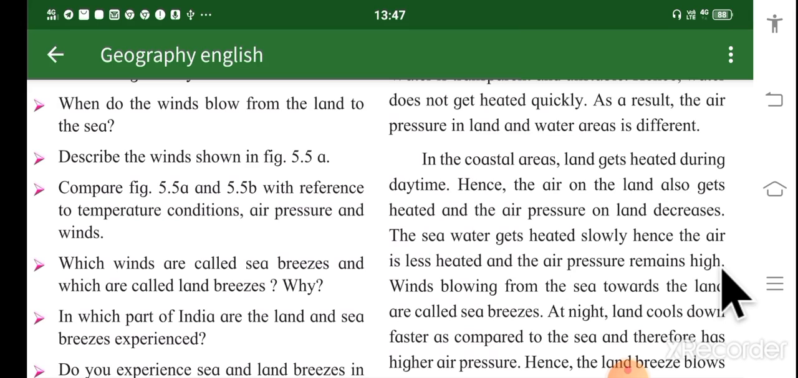and after that you will say, because of this air moves from high pressure to the low pressure and the wind blows from sea to the land during the day. Okay, now we will see the second question.